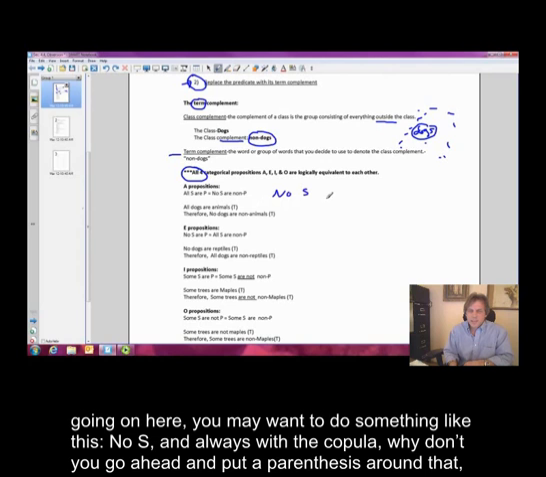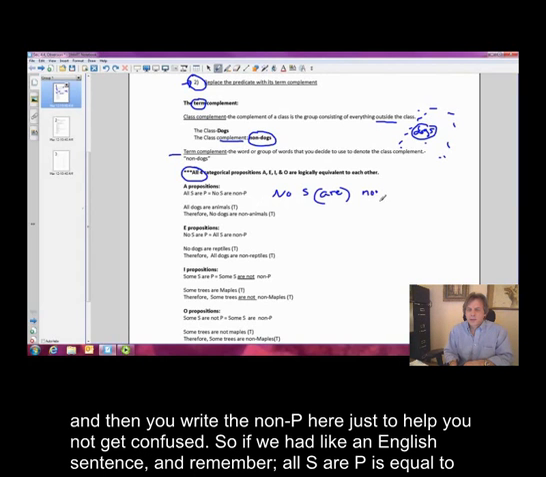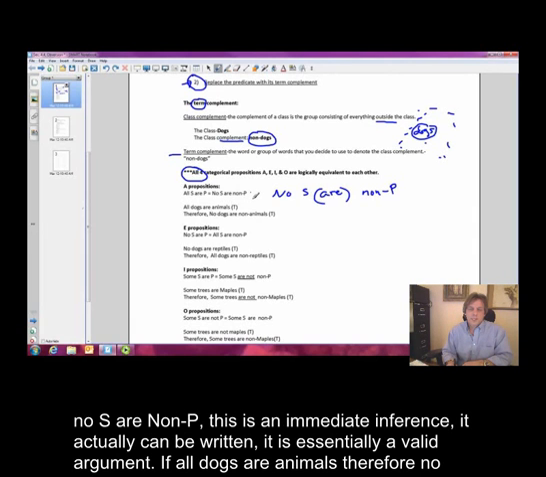No S, and always with the copula, why don't you go ahead and put a parenthesis around that, and then you write the non-P here, just to help you not get confused, okay? So if we had an English sentence, and remember, all S are P is equal to no S are non-P. This is an immediate inference. It is essentially a valid argument.